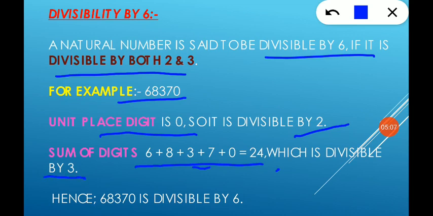Therefore this number 68370 is divisible by 3, and since the number is divisible by both 2 and 3, it is divisible by 6 also. Got it? For 6 you have to check that the number is divisible by 2 as well as by 3. If the number is not divisible by either one of them, then it is not divisible by 6.